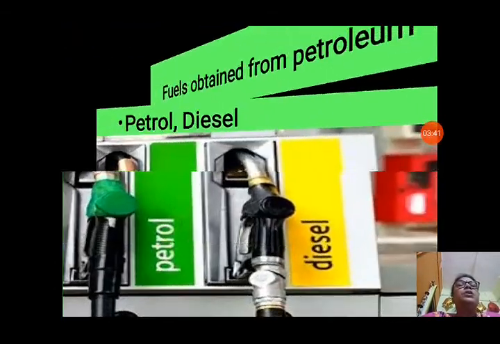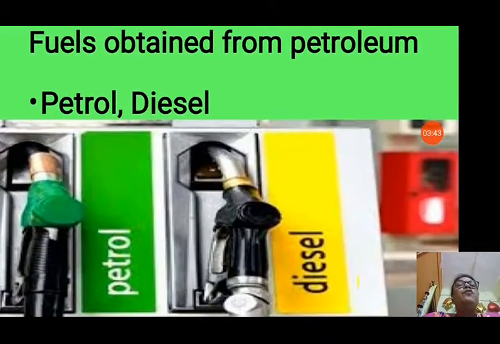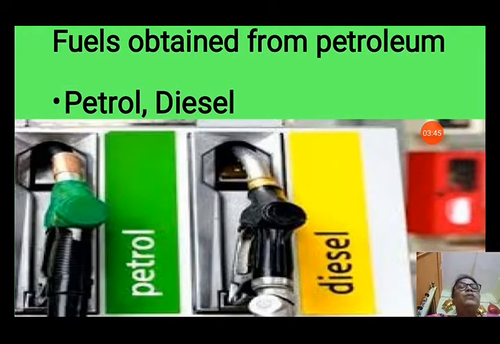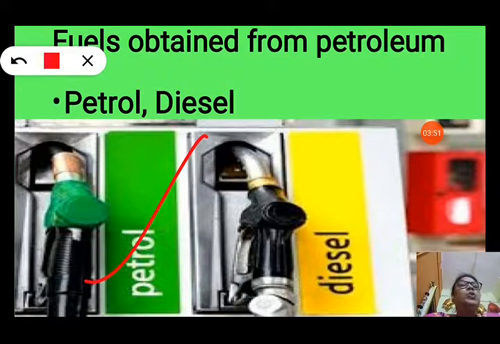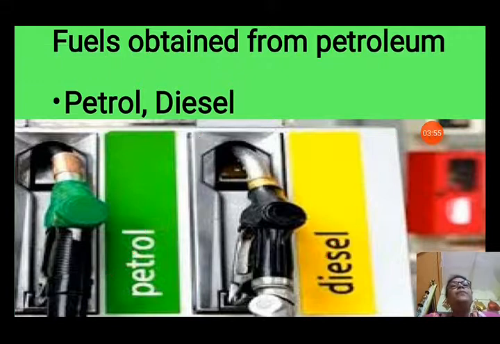Fourth question, let us see. The fourth is fuels obtained from petroleum. The fuels obtained from petroleum are petrol and diesel. You can see in the picture also it is given. First is petrol and second is diesel. These are the fuels we obtain from petroleum.